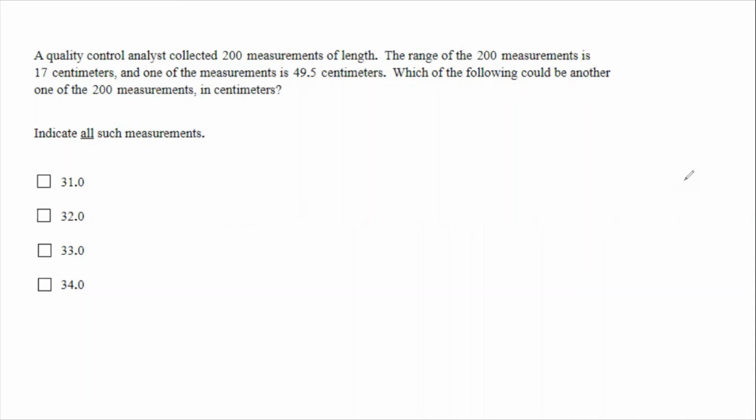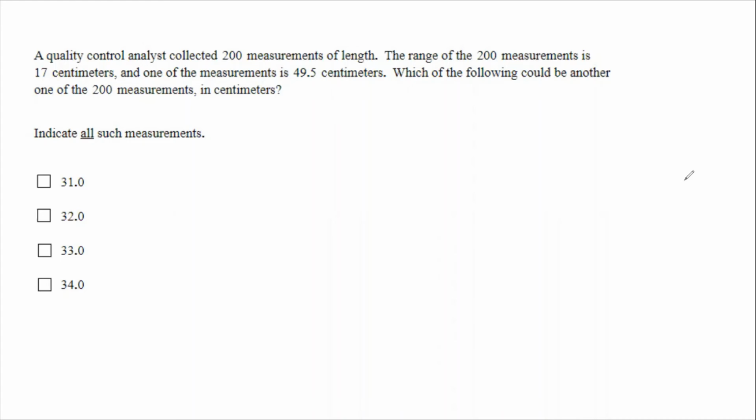Okay, so we've covered a variety of different types of problems and equations that we might need. And this one is a really great one because it's talking about the mean, median, mode, range, all of those that fall within that category. So for this question, it says, a quality control analyst collected 200 measurements of length. The range of the 200 measurements is 17 centimeters. And one of the measurements is 49.5 centimeters. Which of the following could be another one of the 200 measurements in centimeters?